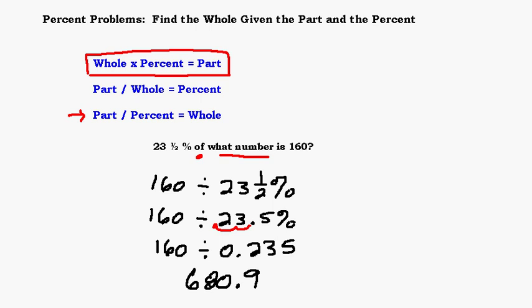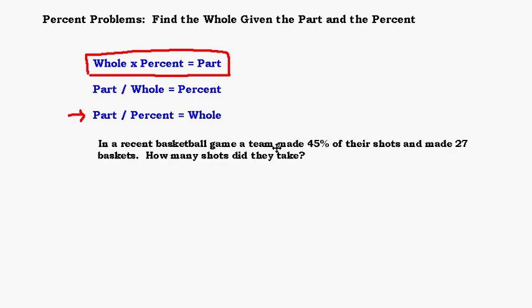Let's look at a story problem, a real life kind of problem where you would see this kind of situation. I was just listening to a basketball game and they were talking about the percentages made of their shots. In a recent basketball game, a team made 45% of their shots and they made 27 baskets. How many shots did they take? So we're looking for the whole number of shots that they took. And we know that the part of the shots that they took in which they made was 27 baskets.